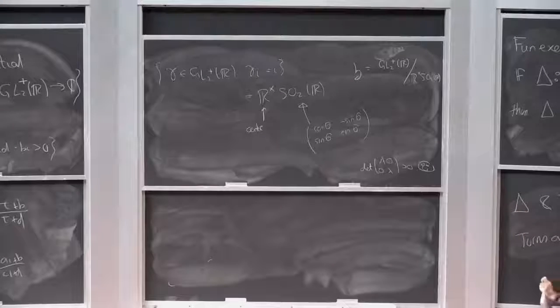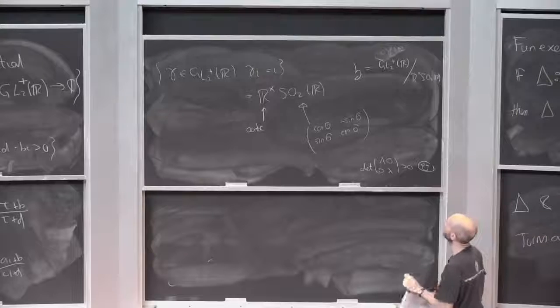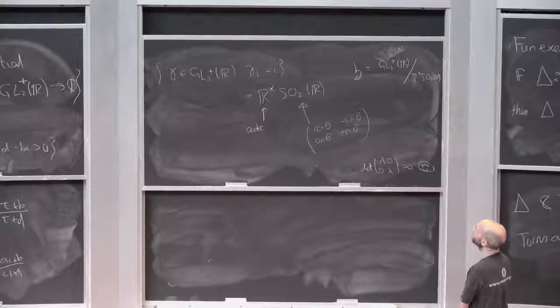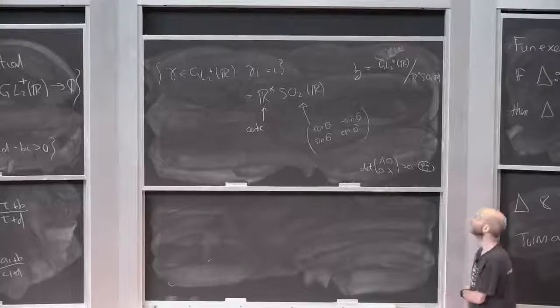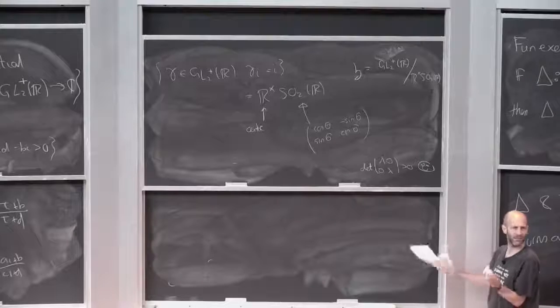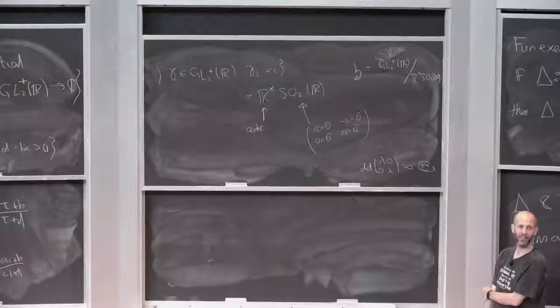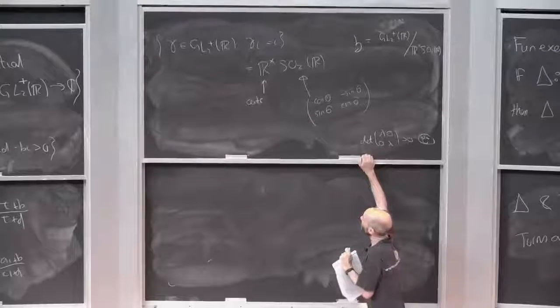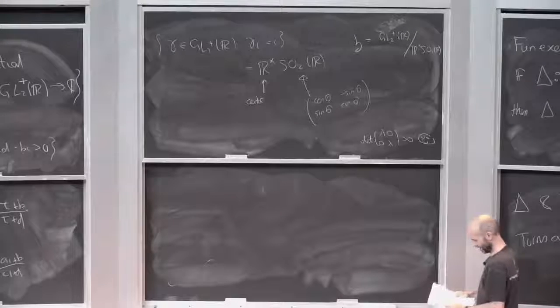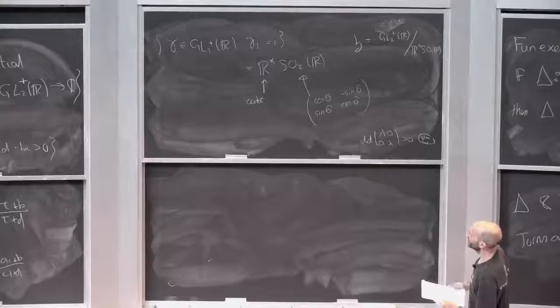Well, the negative trace elements aren't in the group that you're working with. Right, they're in GL2, but they're not in GL2 plus. GL2 plus means determinant positive, right? So it contains negative the identity, right? Yeah. Isn't life wonderful? Right, so there we go.